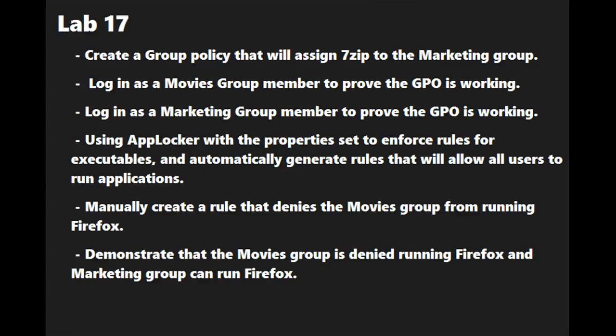As a recap for Lab 17, we created a group policy and assigned the 7-zip MSI file to the marketing group. We logged in as a movies group member and proved the GPO was working. We logged in as a marketing group member and proved the GPO was working. We used AppLocker with the property set to enforce, and then generated rules that will allow all users to run apps. We manually created a rule that denied the movies group from running Firefox. Then we demonstrated that the movies group is not able to run Firefox, and the marketing group can run Firefox.